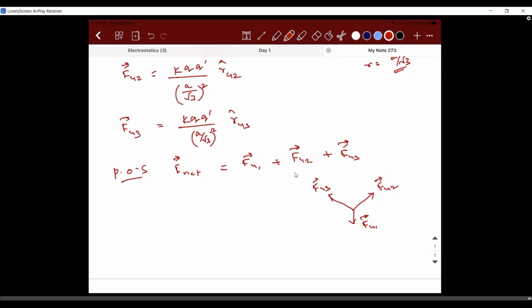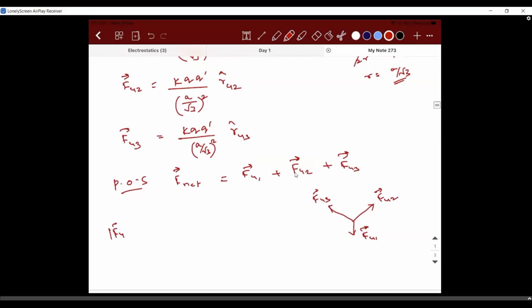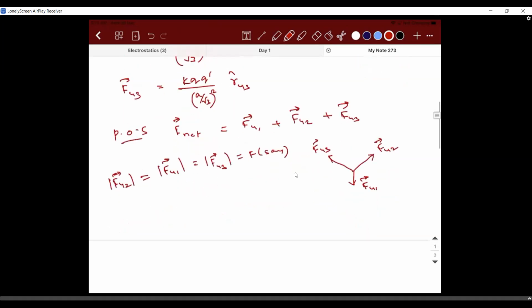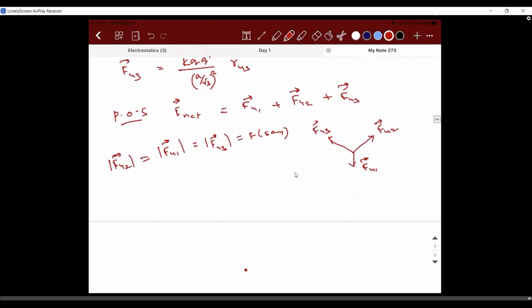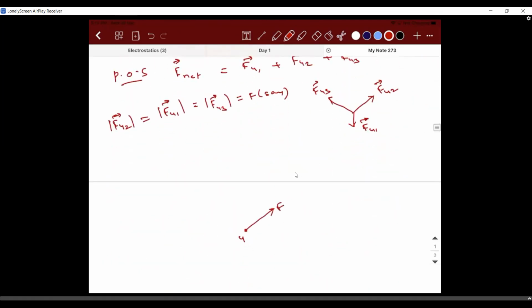One thing I'm clear about from all the values is that the magnitudes of all the forces are the same. Correct? So can I say the magnitude of F42 vector is equal to the magnitude of F41 vector is equal to the magnitude of F43 vector? I'll call this F. Then with respect to the diagram, at point number 4, one force will be like this F, the other force will be like this F, and the other force will be like this F. Now I'm taking the basic reference coordinate system as X and Y.